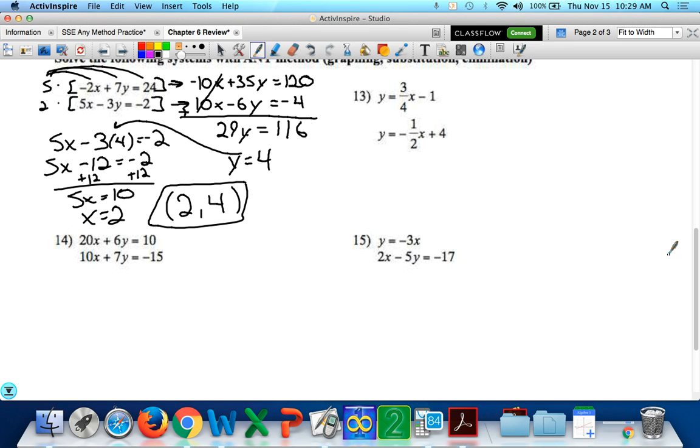So that's number 12 out of the way. You can't hardly see it. I had to box in the number so I could do it. Number 13. Guys, please, please, please. This is why it's so important to know all three methods.